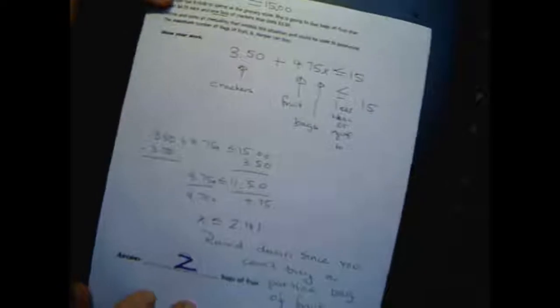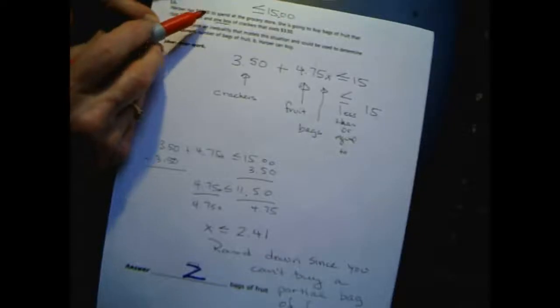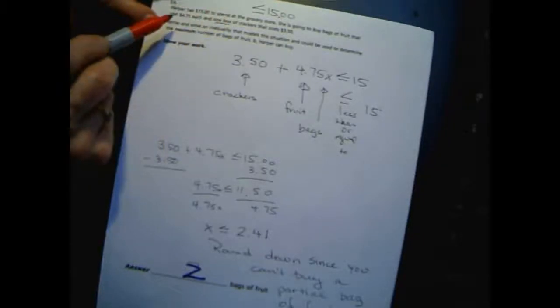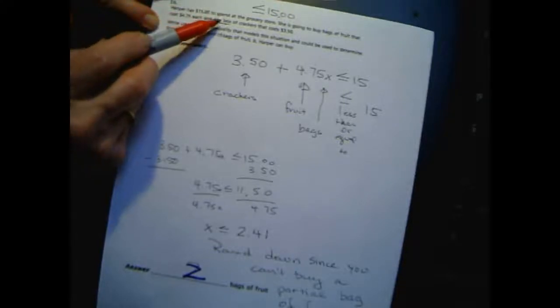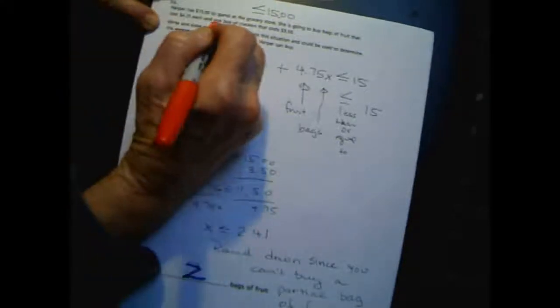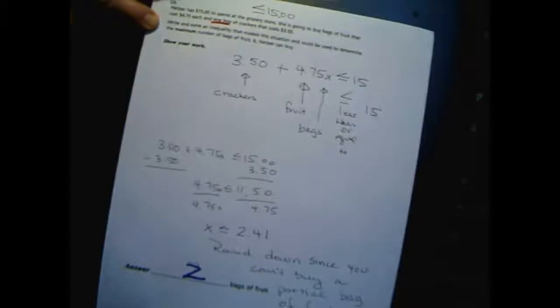And the last question, we made it. Don't lose focus here. It's really the same thing. Once again, Harper has $15 to spend at the grocery store. She's going to buy bags of fruit that cost $4.75 and 1 box of crackers. So again, there's no variable for the crackers.